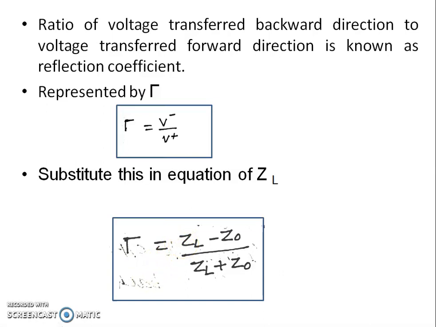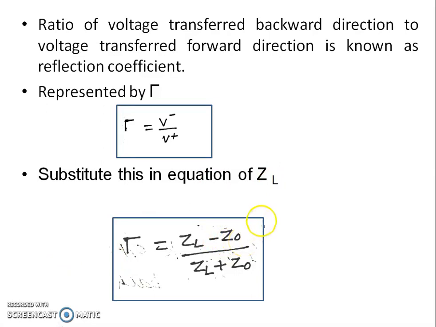On rearranging this equation, we get the reflection coefficient gamma equal to (ZL minus Z naught) divided by (ZL plus Z naught). This is the reflection coefficient in terms of impedance. Here ZL is the load impedance and Z0 is the characteristic impedance.